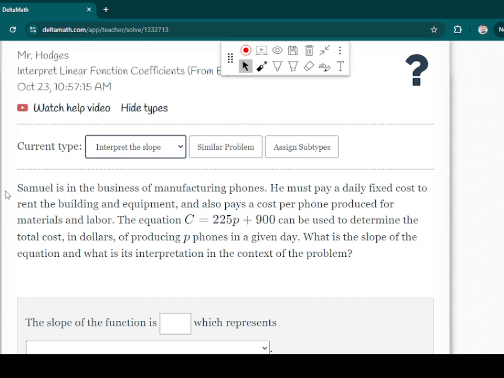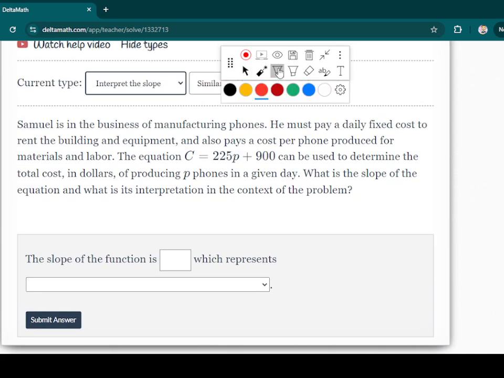So let's move to the other side of things. We were looking at the y-intercept, now let's look at the slope. So it looks like we've got basically the same problem that we had before. Samuel is in the business of manufacturing phones, but now we just have Samuel instead of whoever we had before. He must pay a daily fixed cost to rent the building and the equipment, and also pays a cost per phone. C equals 225p plus 900, and that's the total cost in dollars of producing P phones in a given day.